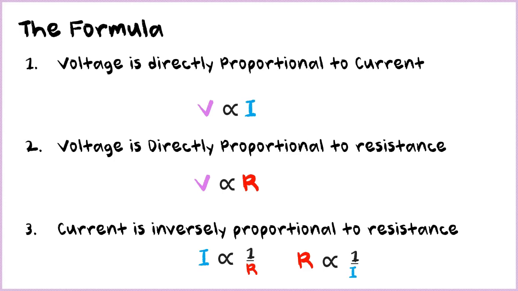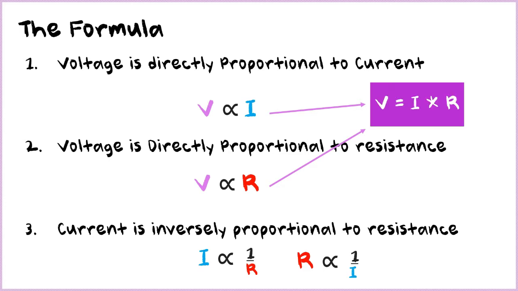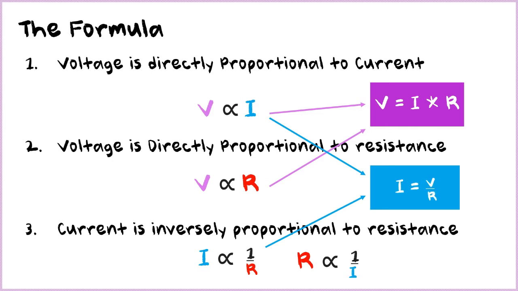So based on the observation, we can now derive a formula. As you notice, voltage is directly proportional to current and resistance, so we could say that voltage is equal to current times resistance. And as we notice that current is directly proportional to voltage and inversely proportional to resistance, we can say that current is equal to voltage divided by resistance.